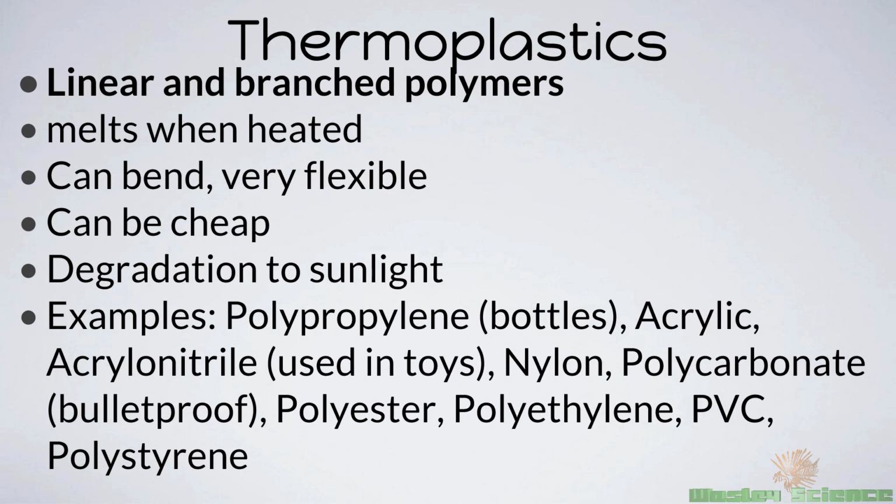All right, so I have two concepts for you. The first one is a thermoplastic. And thermoplastics are what the linear and branched polymers that we've been talking about are made of. They can be melted when heated. They can be bent. They're very flexible. They're very cheap. They get worn out by the sun. And examples of these would be polypropylene, PET, acrylic, nylon, polycarbonate, polyester, polyethylene, PVC, polystyrene. These are all thermoplastics. They are the main things that we use and that we can recycle. That's a big thing with thermoplastics, is they can be recycled.